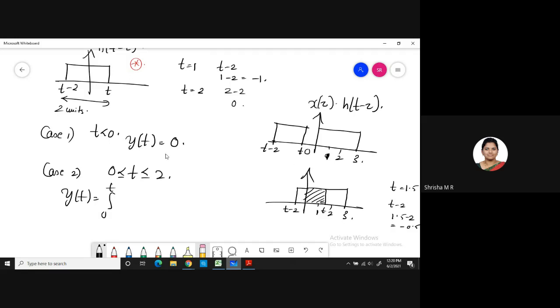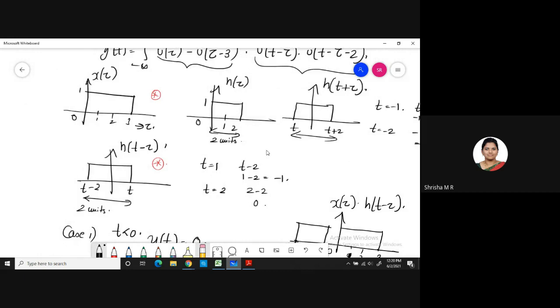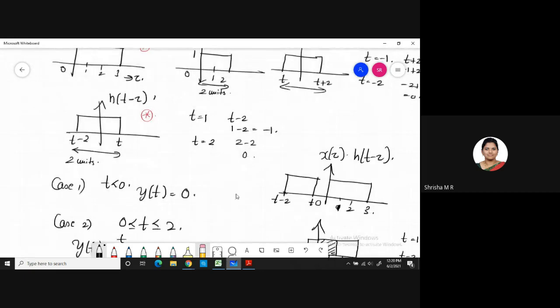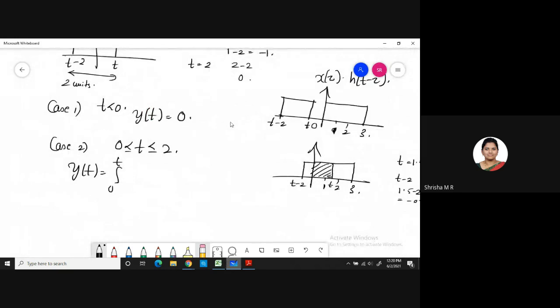Here you don't have any term, all are 1 only. Unit step 1 into 1. So you have the integral from 0 to t of 1 into d tau. If you integrate 1 with respect to d tau, what do you get? You get tau with limits 0 to t. So your y of t would be equal to t.